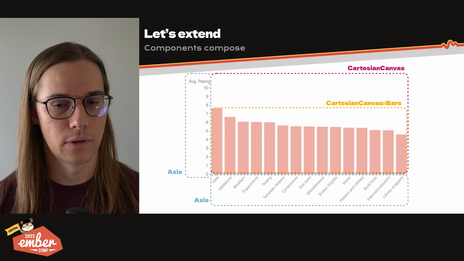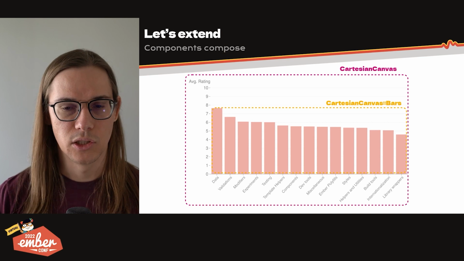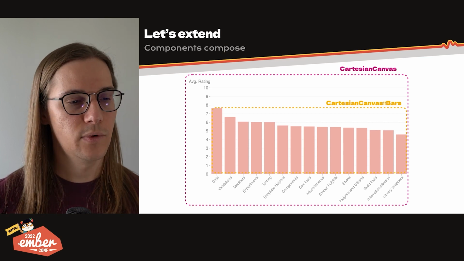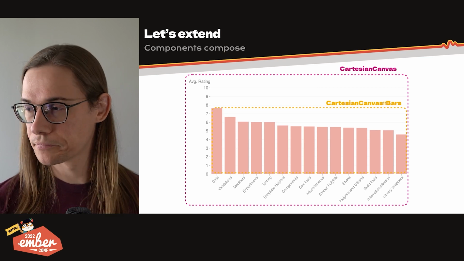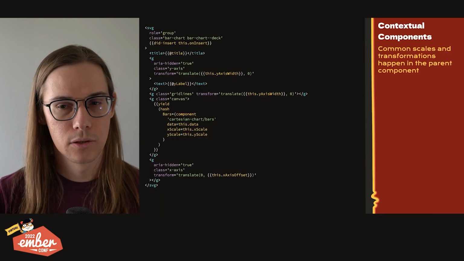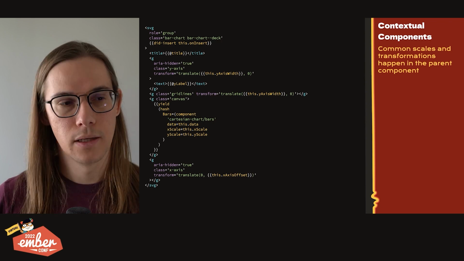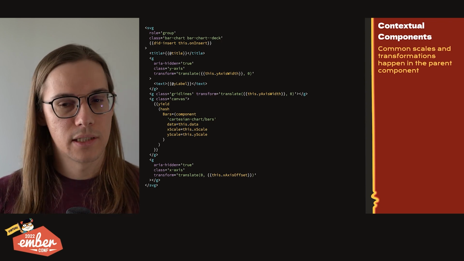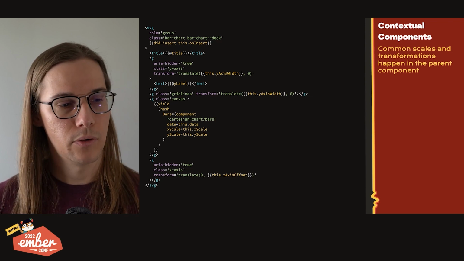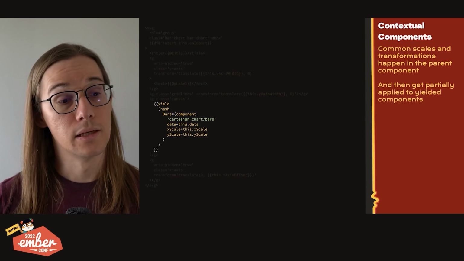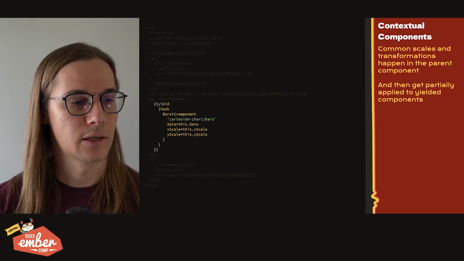In fact, I think in our first go at this, we only even need the axis components. Let's just try thinking of it as just the Cartesian canvas and see if we can get away with having the axes derive from the data itself. Okay, so I pulled this component out of the oven, which takes this contextual approach. The beauty here is that we're going to compute the common scales and transformations in this parent level component, and then we're going to yield the bar component, which is partially applied using contextual components.